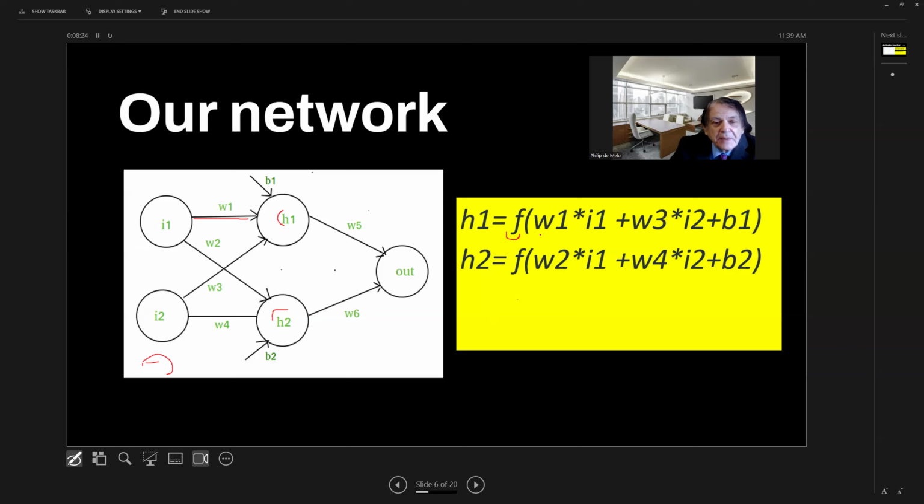So we have weights, W1, let's say, and that comes to H1. And from I2, it comes, we call it W3. So this comes as input from neuron 1, neuron 2, and these are the weights, W1, W3. And B is called bias. We will also tell you what it means, bias. Okay, and this is the activation function.